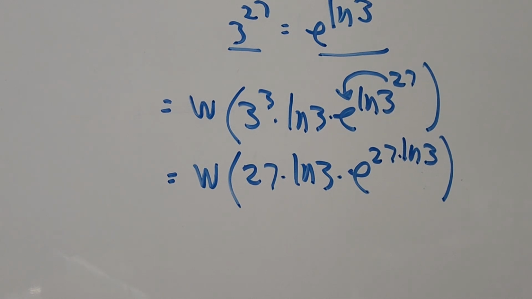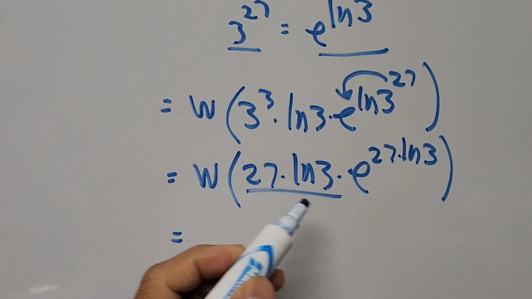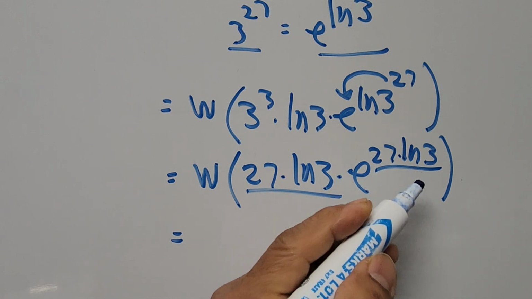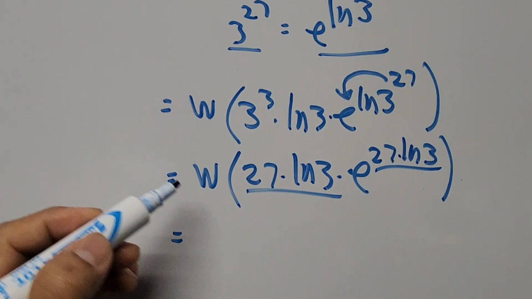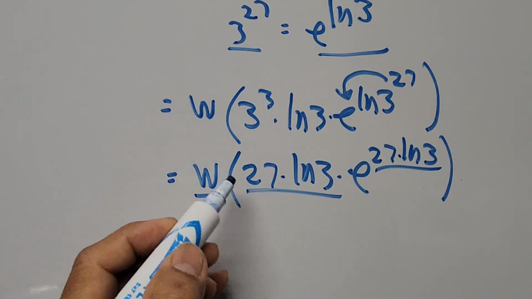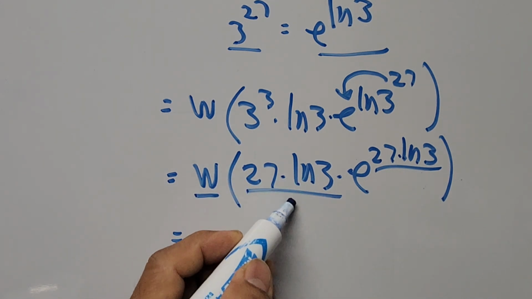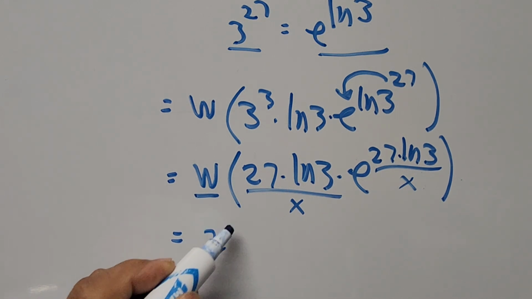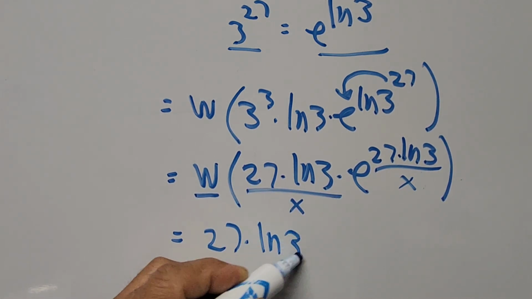Still working on the right-hand side of our equation, this is simplified further as 27 times natural logarithm of 3, and the exponent of e is the same thing, 27 times ln of 3. What this means is that by using the Lambert W function, we can extract the value of x here as 27 times ln of 3, the value of x like earlier from our formula. So now the right-hand side becomes 27 times natural logarithm of 3.